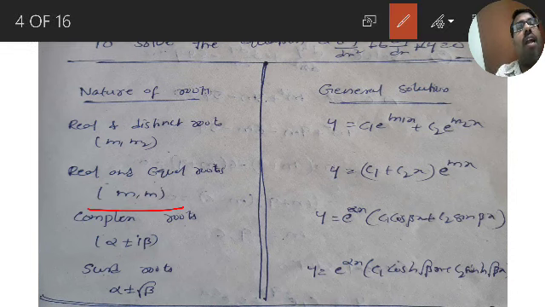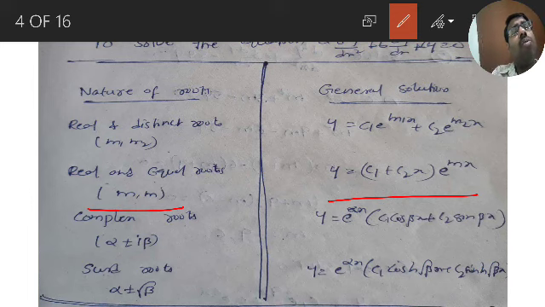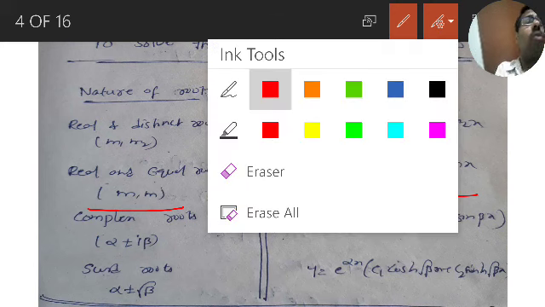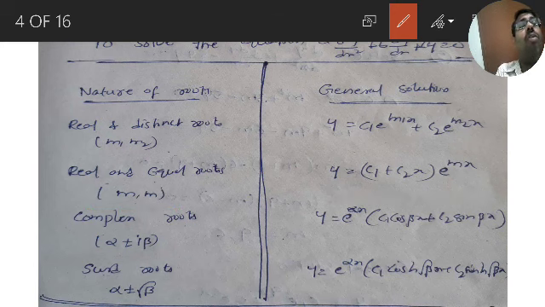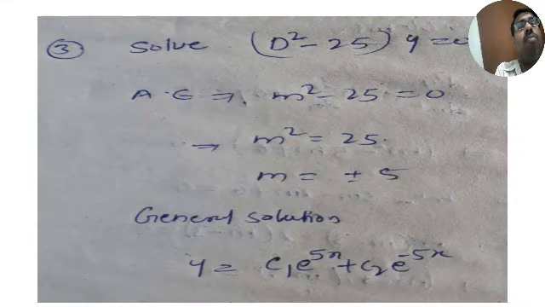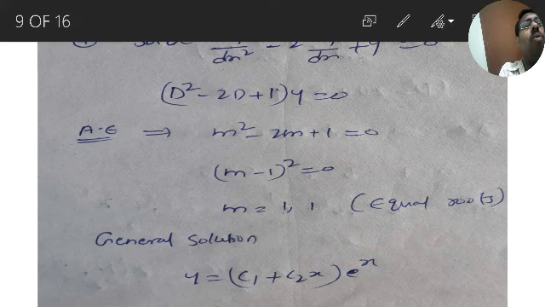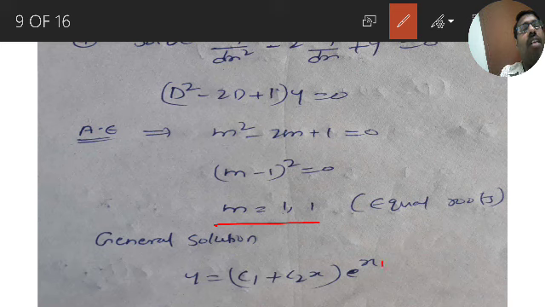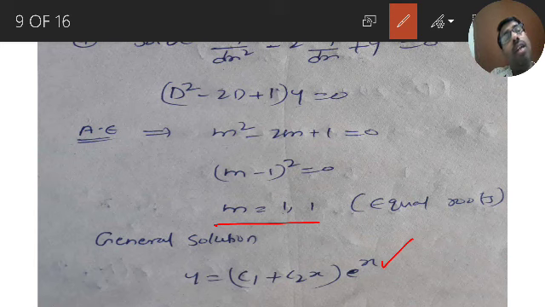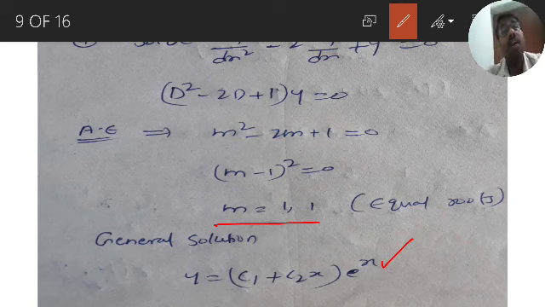When the roots are real and equal, what is the general solution? y is equal to c1 plus c2x into e power of mx. Now in the problem we got m is equal to 1 comma 1, that is c1 plus c2x into e power of 1 into x, and 1 into x means x. This is the problem where the roots are real and equal. The general solution is y is equal to c1 plus c2x into e power of x. The first three problems were real and different. Now the fourth problem is real and equal roots.